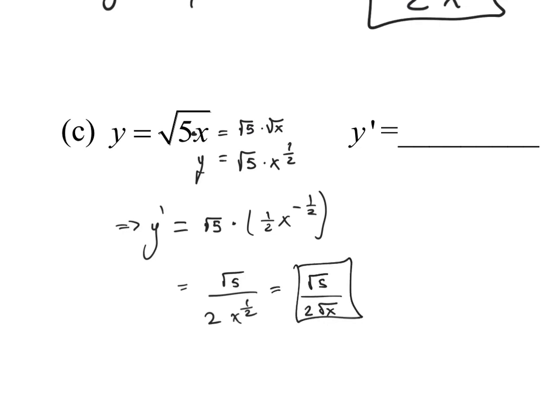I do not require that you rationalize the denominator, or in other words, we do not need to multiply the top and bottom times the square root of x. No need to do that. This is perfectly fine in this form right here.